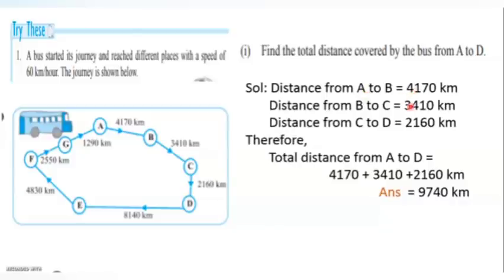Distance from A to B is given to us, distance from B to C is given to us, distance from C to D is given to us. From the diagram, we can write this distance, and then total distance from A to D is addition of all the three. You will get the answer as 9740 km.